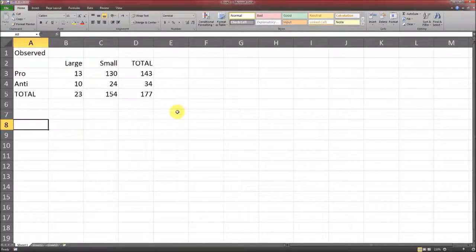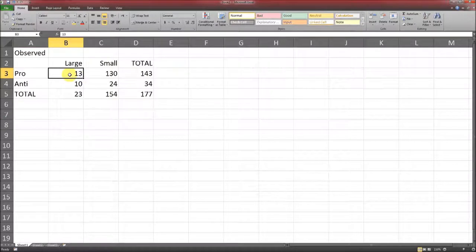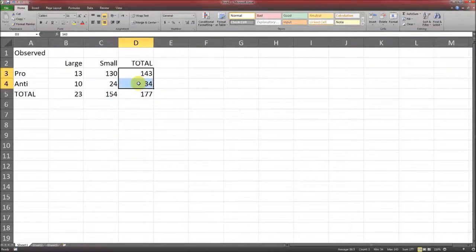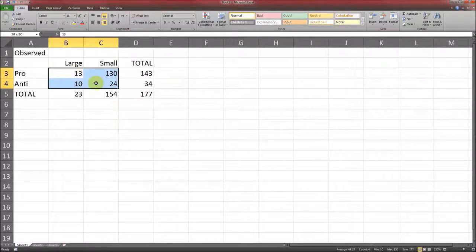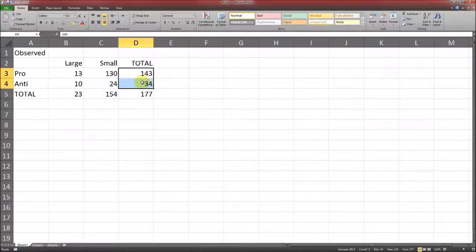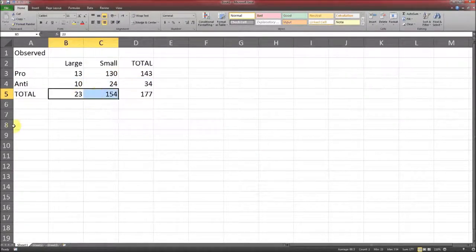So I just copied the observed table over. We observed 13 large companies in favor, 10 large companies opposed, 130 small companies in favor, 24 opposed. These are called the column totals, or the row totals, or the marginal totals. Sample size is 177, which happens to be the sum of all four of these. You can check down here. It's also the sum of these two, and it's the sum of these two.